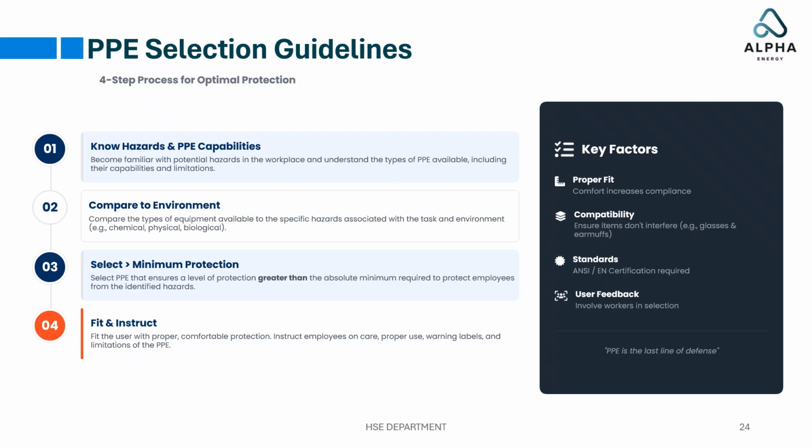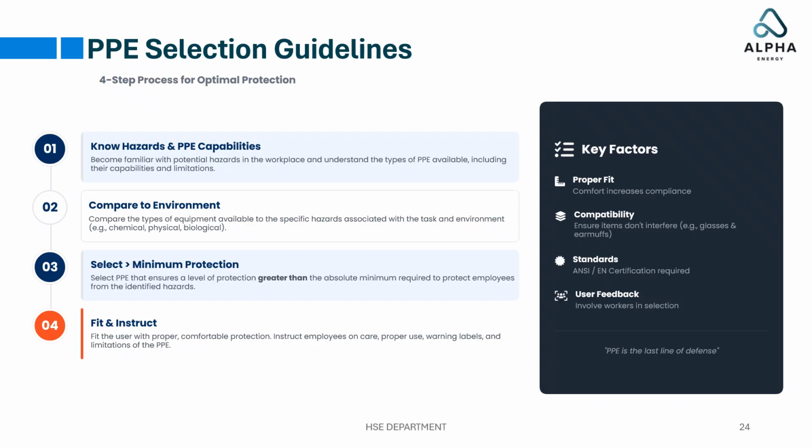The PPE selection outlines a 4-step process for optimal protection, emphasizing that PPE is the last line of defense. The process begins by becoming familiar with workplace hazards and understanding the capabilities and limitations of available equipment, followed by comparing those options to specific environmental hazards like chemical or physical risks. The 3rd step advises selecting equipment that provides a level of protection greater than the absolute minimum required, and the final step focuses on fitting the user with comfortable protection while providing instruction on proper use, care, and warning labels.